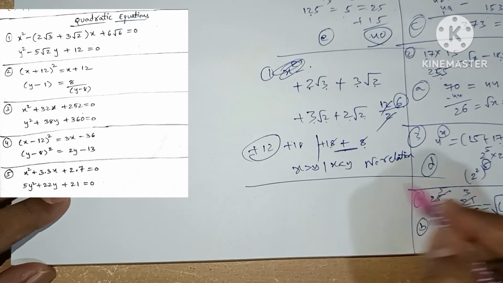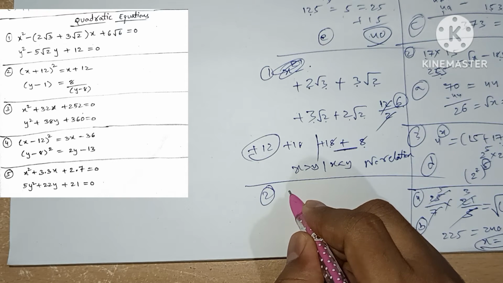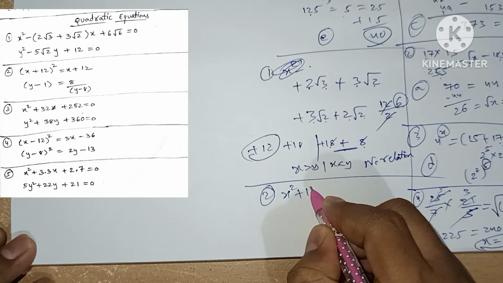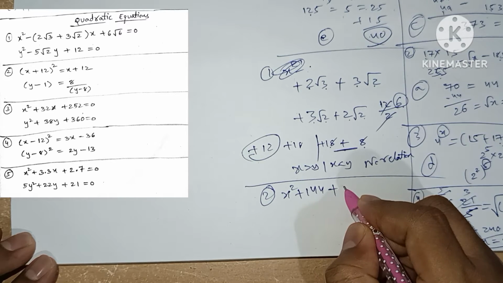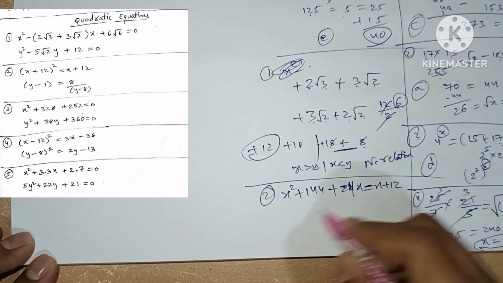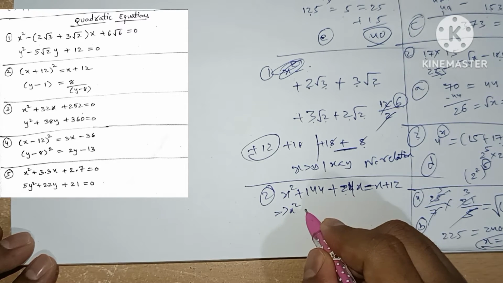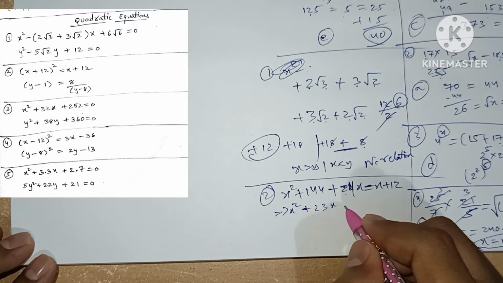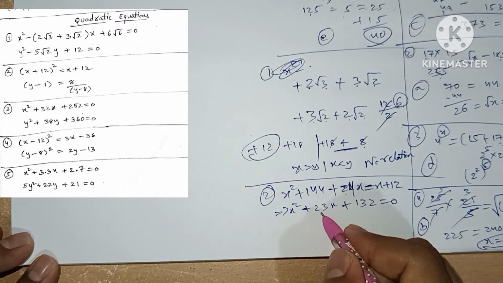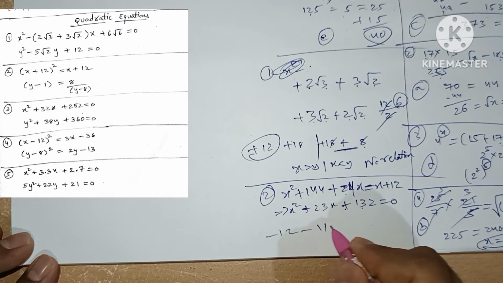Next, second question, (x + 12)² = x + 12. Let's elaborate. x² + 144 + 2 times 12 times x, which is 24x, equals x + 12. So x² + 23x + 132 = 0. So the roots will be 12 and 11 times. Plus and plus means both the roots are negative.